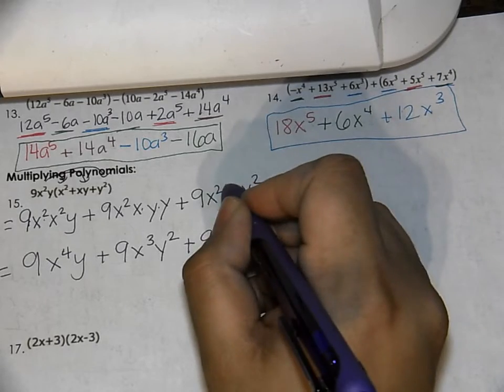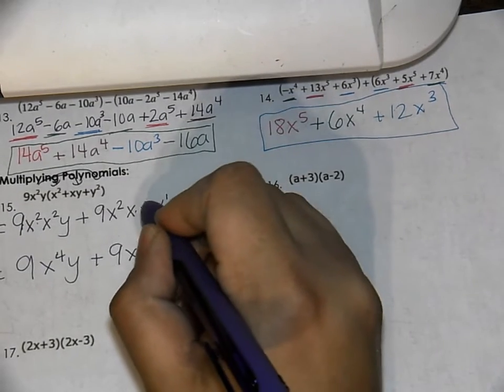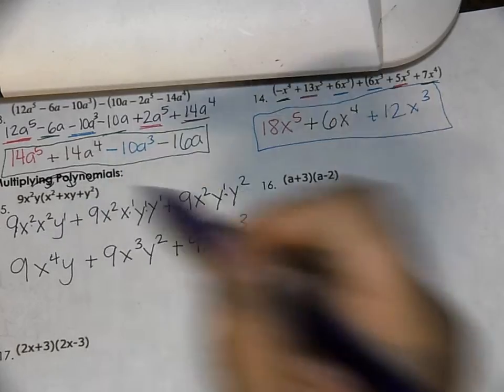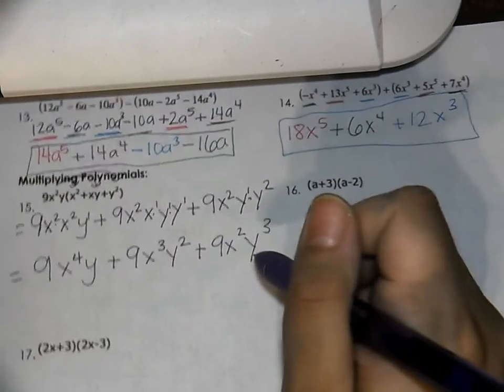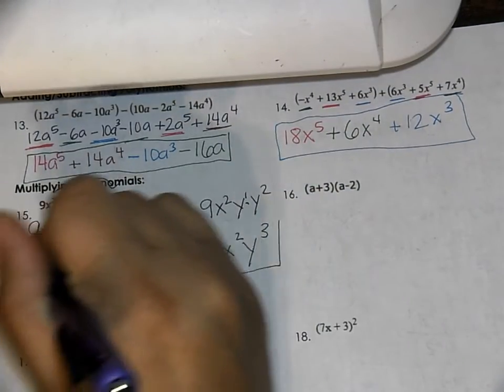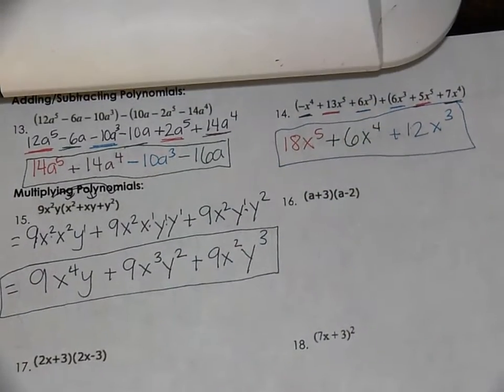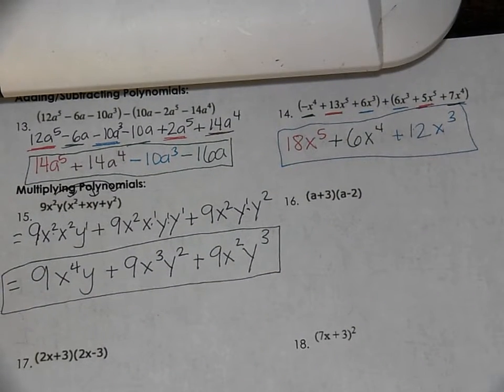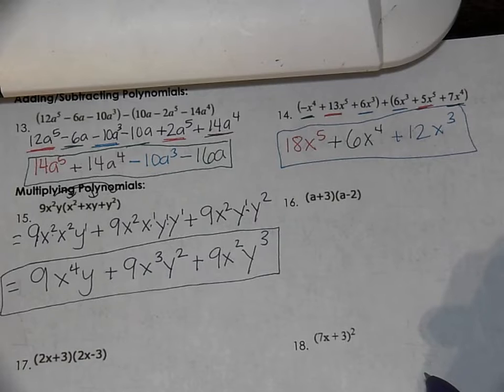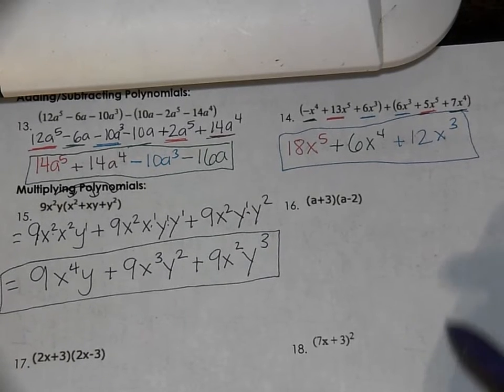If you need to put exponents on the guys that were just ones, you can absolutely do that, and then it might help as you're adding them up. So final answer looks like this: 9x to the fourth y plus 9x cubed y squared plus 9x squared y cubed. All right, on to the next one.